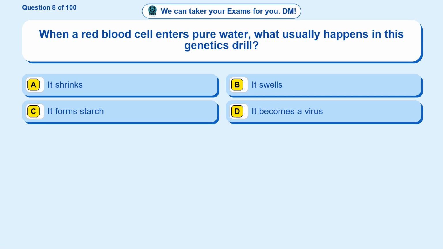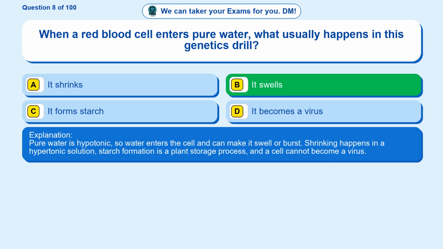Question 8. When a red blood cell enters pure water, what usually happens in this genetics drill? Option A, it shrinks. Option B, it swells. Option C, it forms starch. Option D, it becomes a virus. The correct answer is option B, it swells.